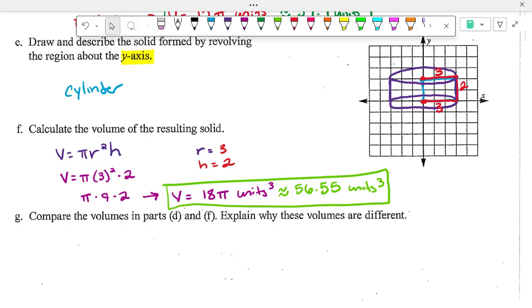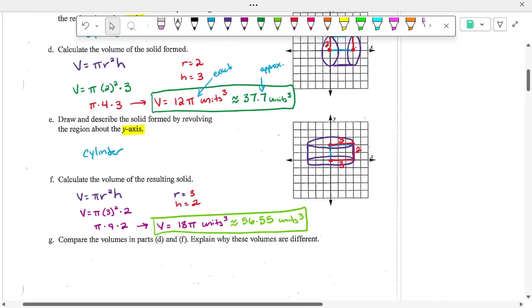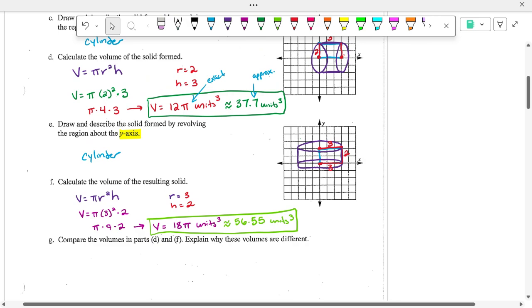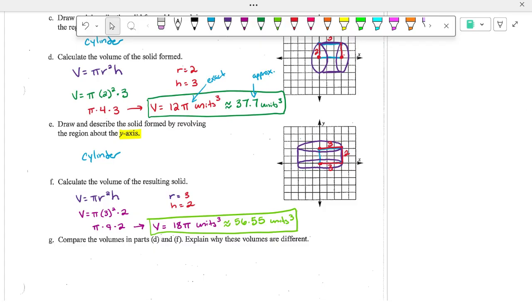What part of the formula really messes with the volume of the cylinder? If you look at both of these, between D and F, look at how we set them up. What's the big thing that really changes what the numbers are? Well, the radius and the height flipped, but isn't multiplication commutative, meaning whatever we multiply, we'll get the same number, right?